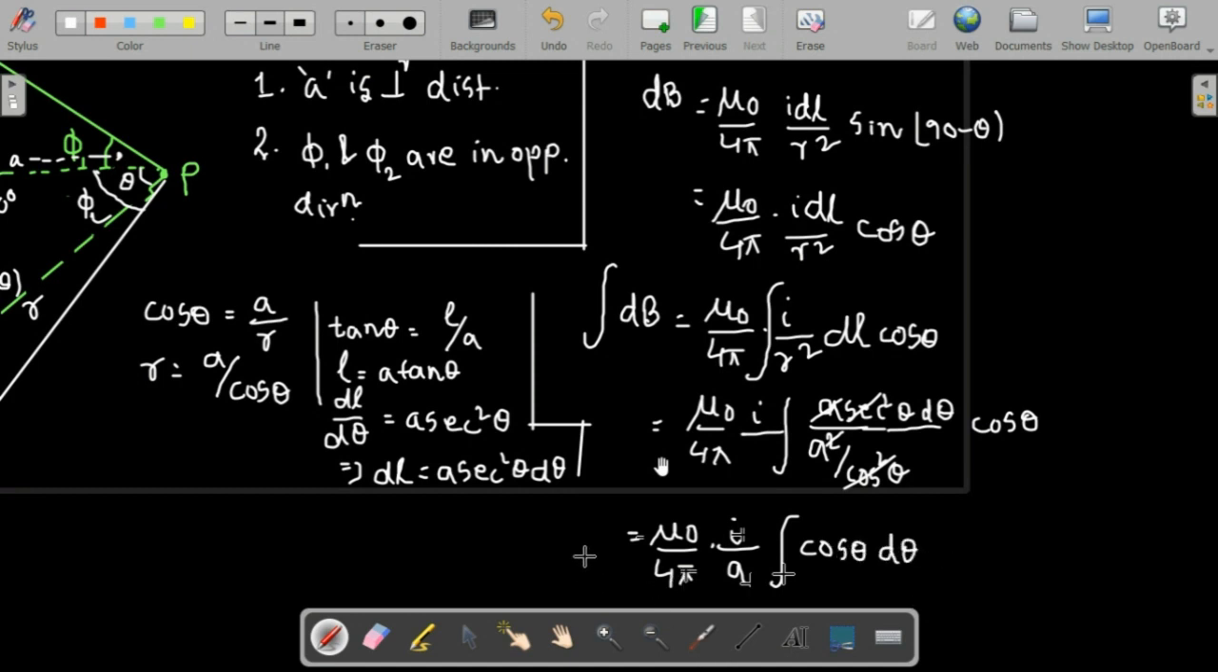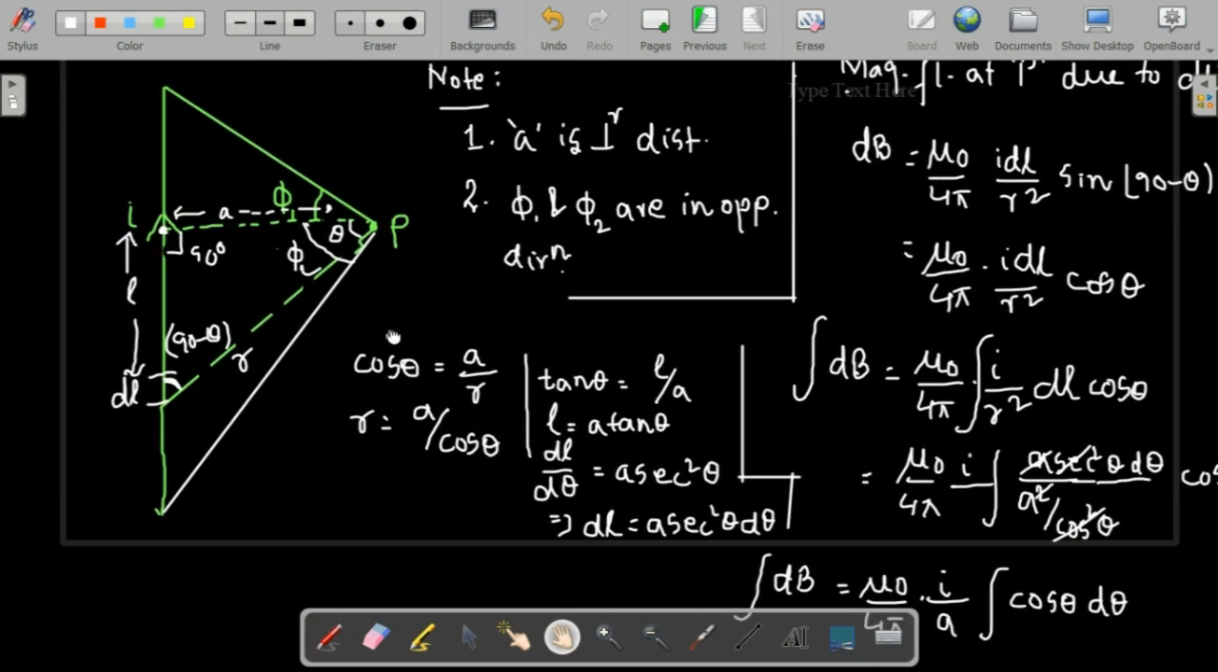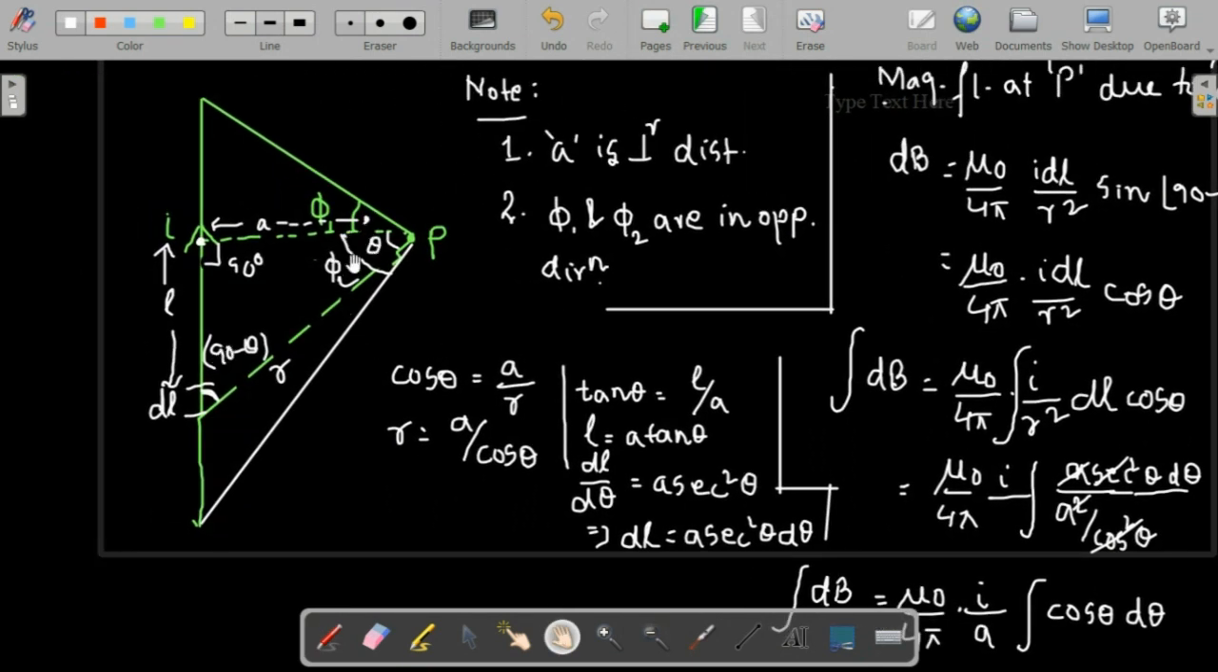So this is for a small element, and if you integrate it, we are going to get the entire magnetic field. Now if you go back and check the diagram, theta is only this particular portion. If I want to consider the entire wire, I have to start from this end and end here. That means I have to go from phi 1 to phi 2 or phi 2 to phi 1. Phi 2 is in this negative direction, and phi 1 is in the top direction. So what we can do is: phi 2 is negative and phi 1 is positive.